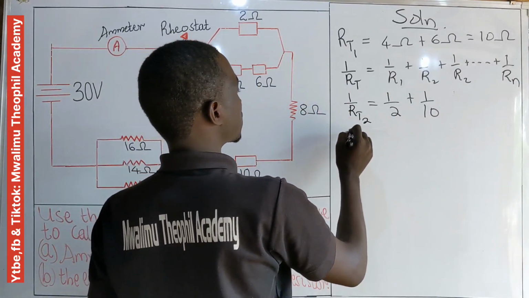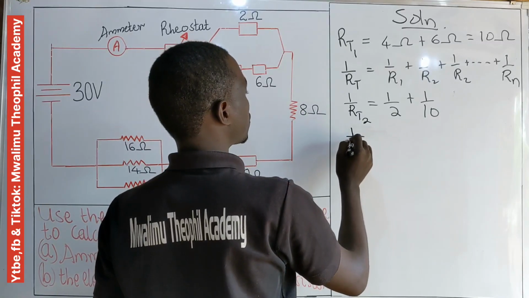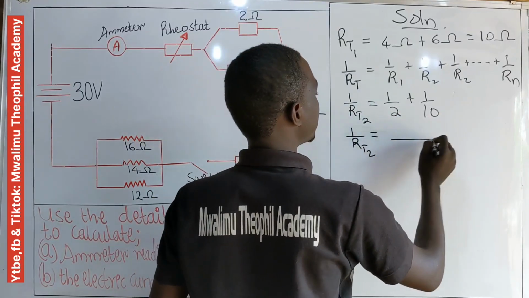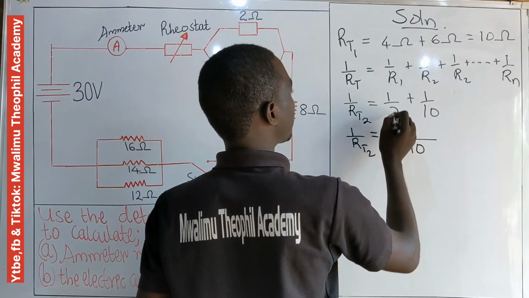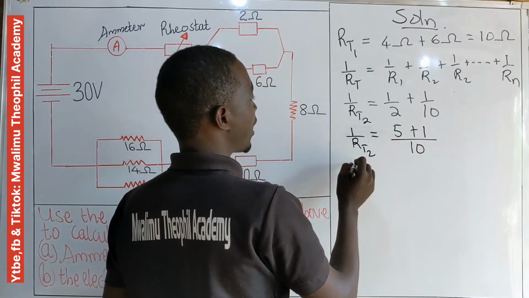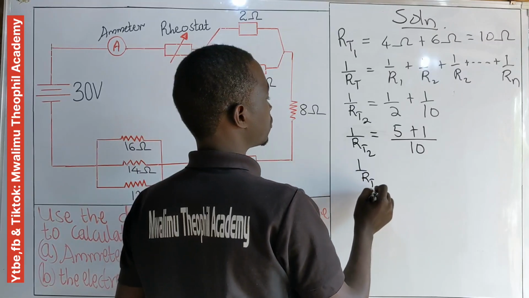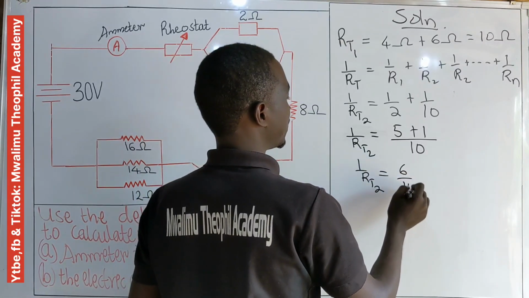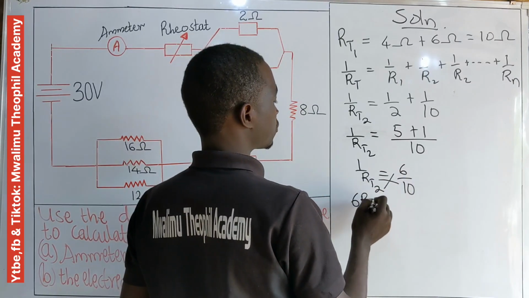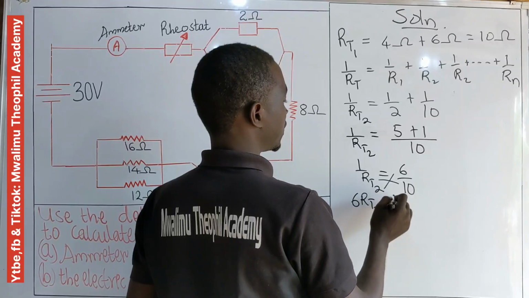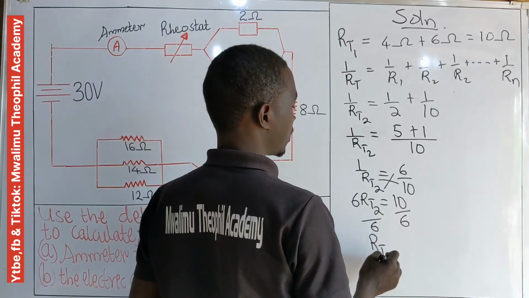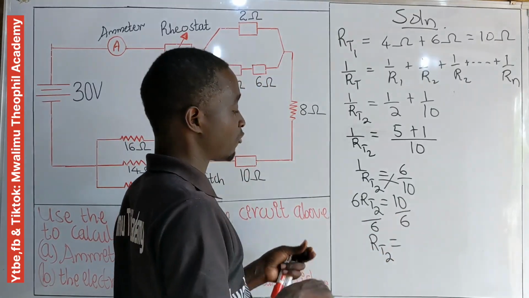Here, let's compute the value of R total 2. 1 over R total 2 is equal to, the LCM of 2 and 10 is 10. 10 divided by 2, we get 5; 5 times 1 is 5. Plus 10 divided by 10 is 1; 1 times 1 is 1. Now we have 1 over R total 2 equal to 6 over 10. Cross multiplying, we get 6 times R total 2 equal to 1 times 10, which is 10. Now we divide by 6 to get R total 2. R total 2 will be 10 divided by 6.